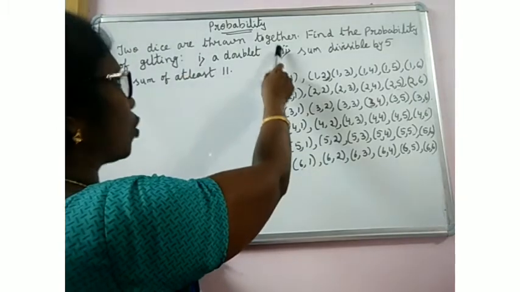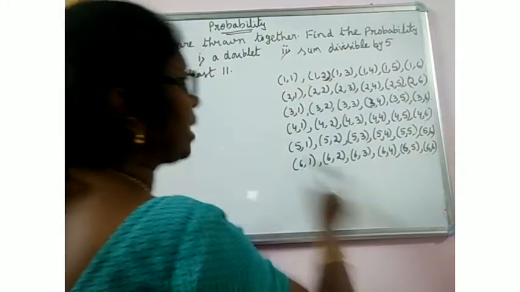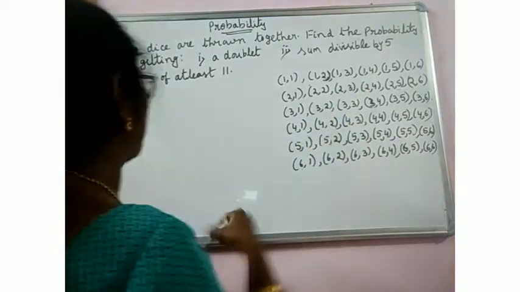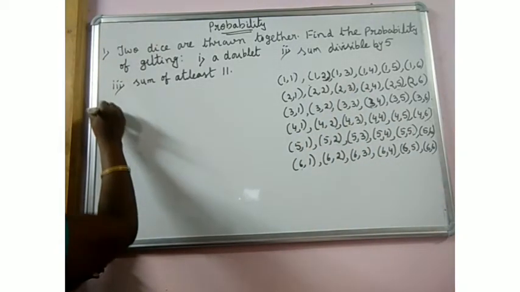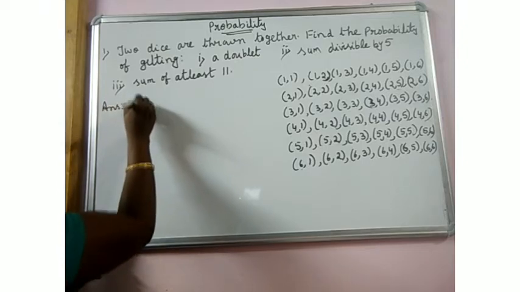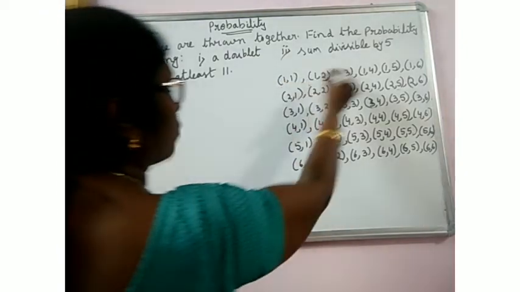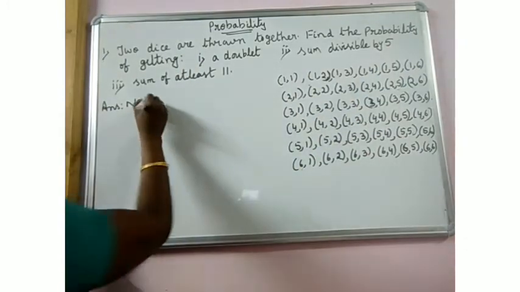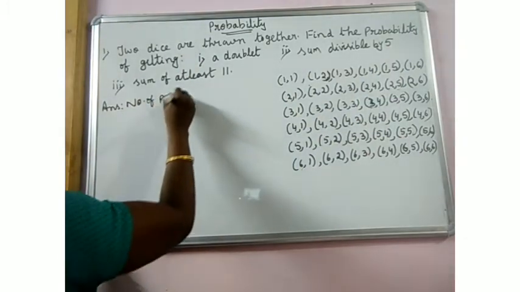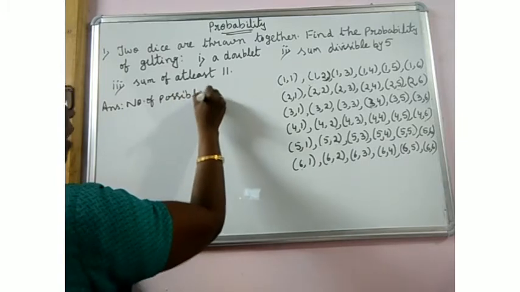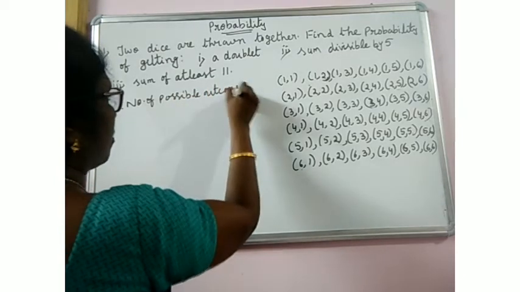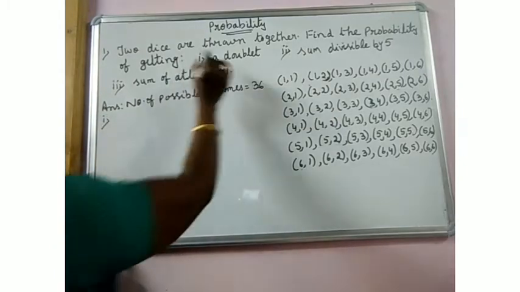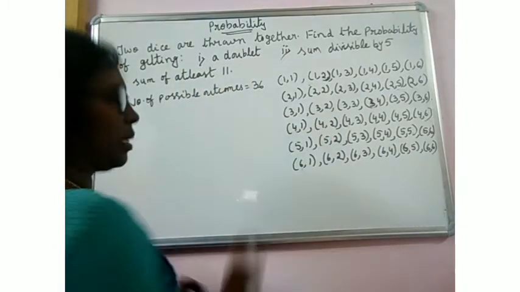When two dice are thrown together, these outcomes are possible. So the number of possible outcomes, starting with 1,1; 1,2; 1,3; 1,4; 1,5; 1,6, like that total 36. Number of possible outcomes for all the bits is 36. Now first bit, how many doublets are there?